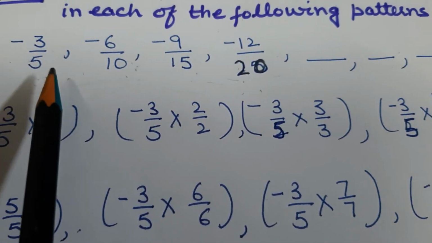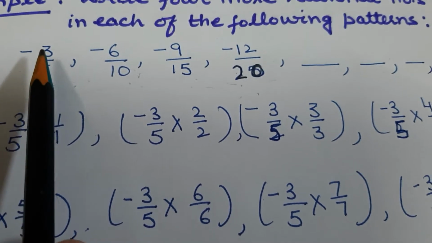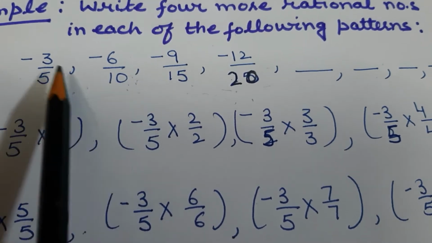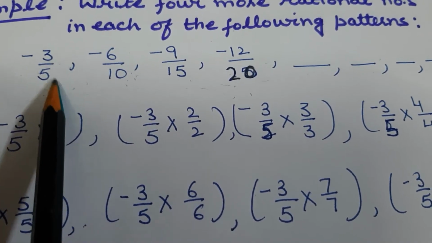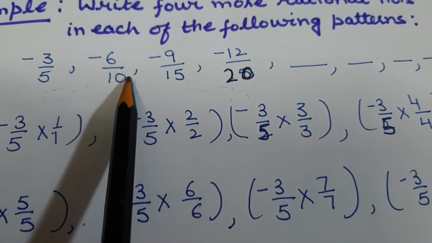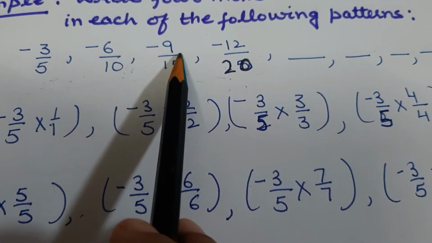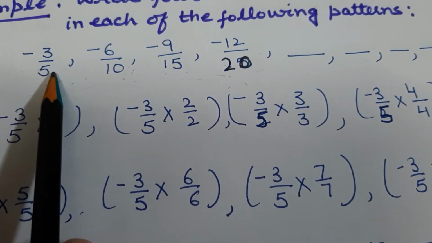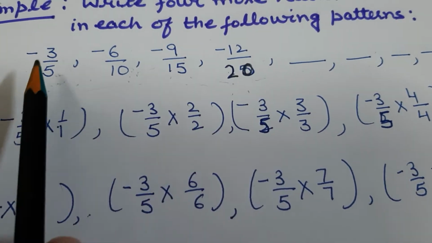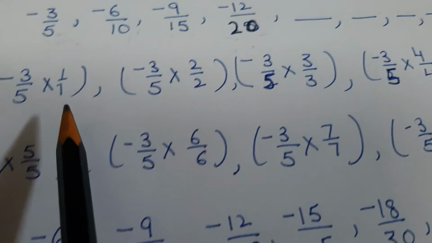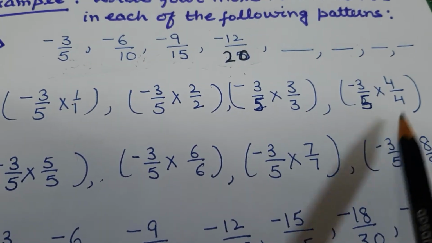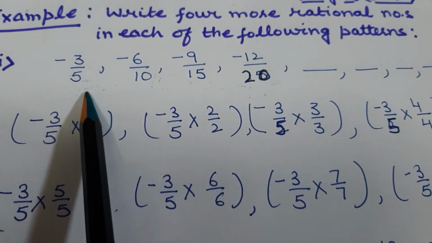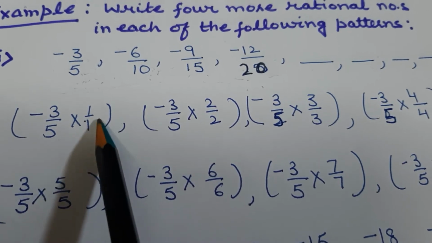If you look carefully, it is 3 by 5, minus 3 by 5. Next is minus 6 by 10. So if we multiply both numerator and denominator by 2, we get this number. Next is minus 9 over 15. Again, if we multiply this number by 3, and then by 4, we will write like this to see which pattern is going on. So first, we have this one, and we are multiplying with 1 over 1.